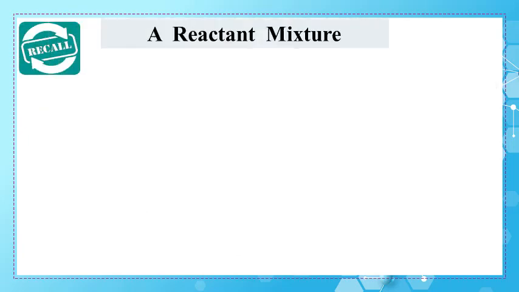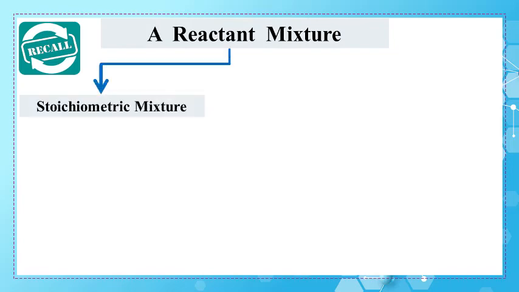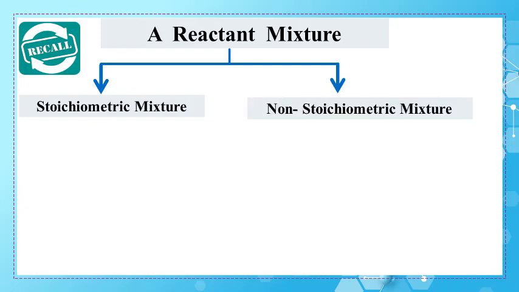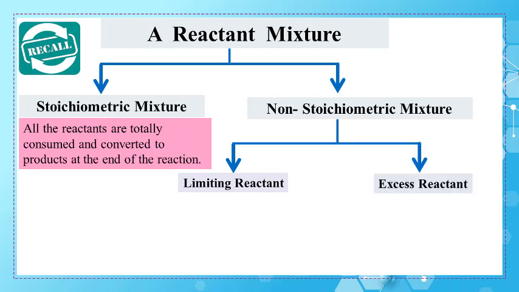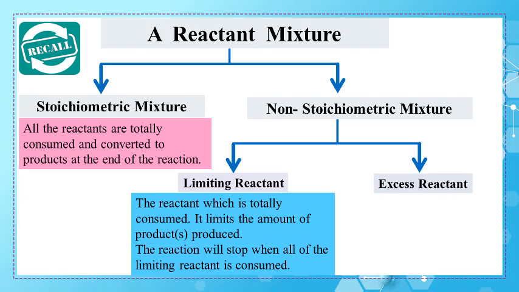Let's remember some information together. A reactant mixture could be either a stoichiometric mixture or non-stoichiometric mixture. In a stoichiometric mixture, the reactants are totally consumed and converted to products at the end of the reaction. However, in a non-stoichiometric mixture, we have a limiting reactant and an excess reactant. The limiting reactant is totally consumed.